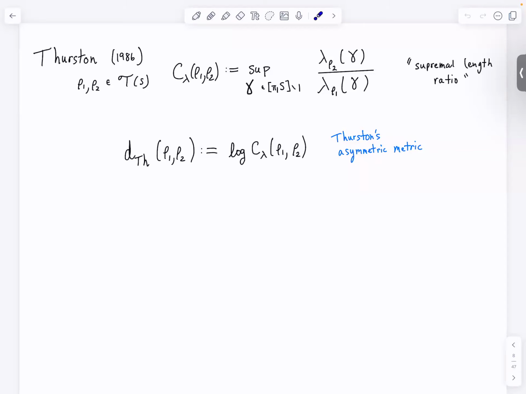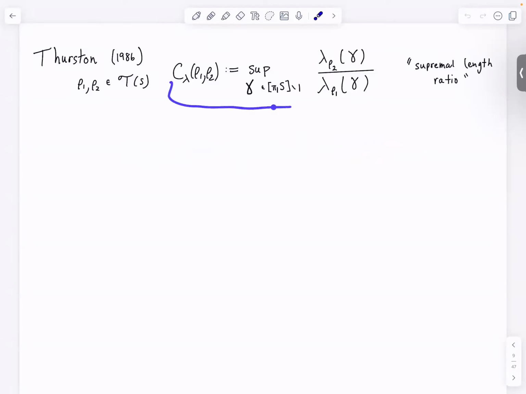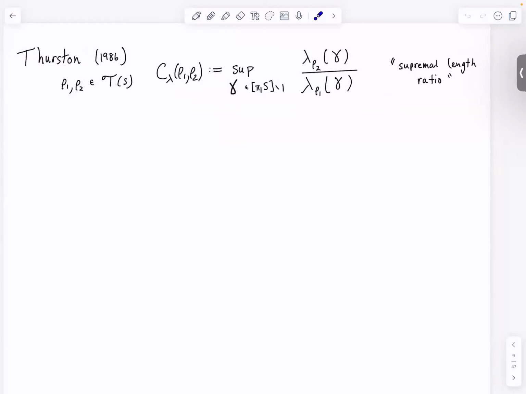Okay, so I don't think about the metric. I don't care about the actual metric. What I care about is this C lambda, this supremum of length ratios. I really want to try to understand this quantity and what we can learn from thinking about it. Let me give you a graphical interpretation that will be useful.